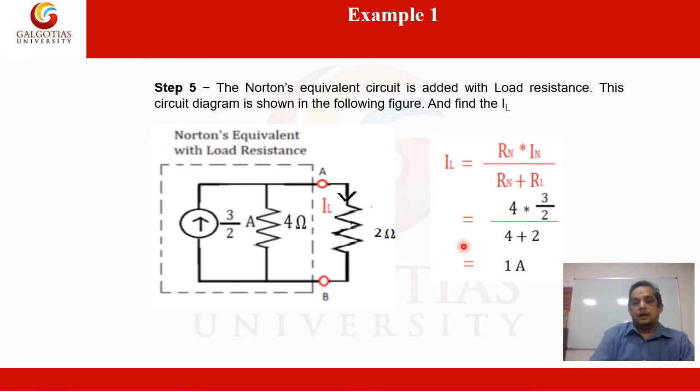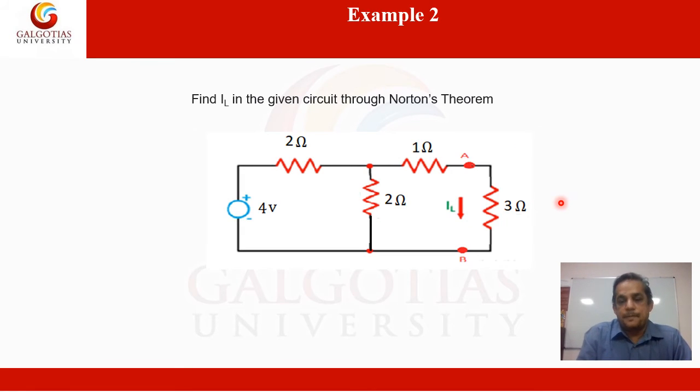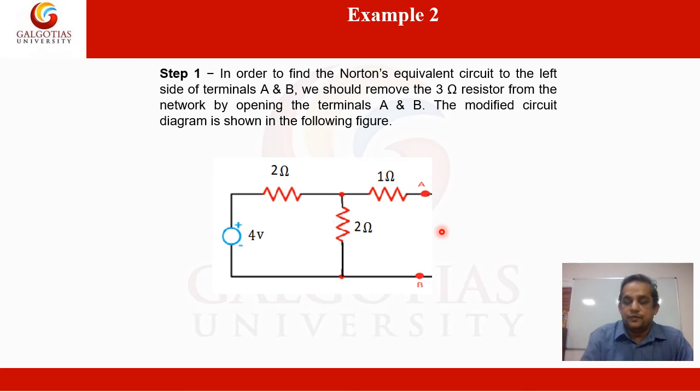Now we discuss the second example. Here we calculate the load current in the given circuit through the Norton theorem. Here the load resistance is 3 ohm. We calculate the load current, the flow of current in the load resistance, which is 3 ohm, through the Norton theorem. Firstly, remove the load resistance, which is 3 ohm.